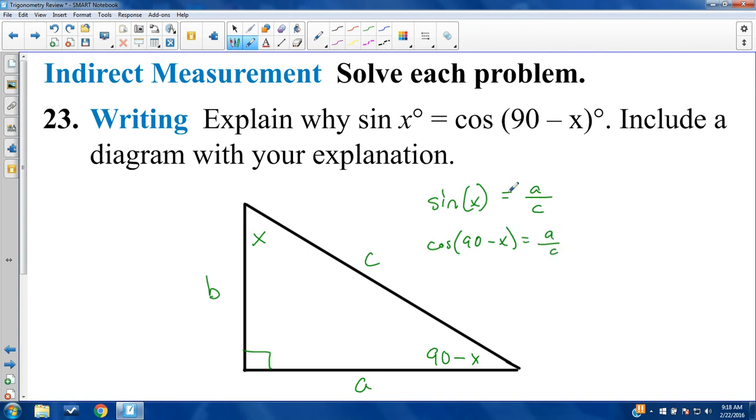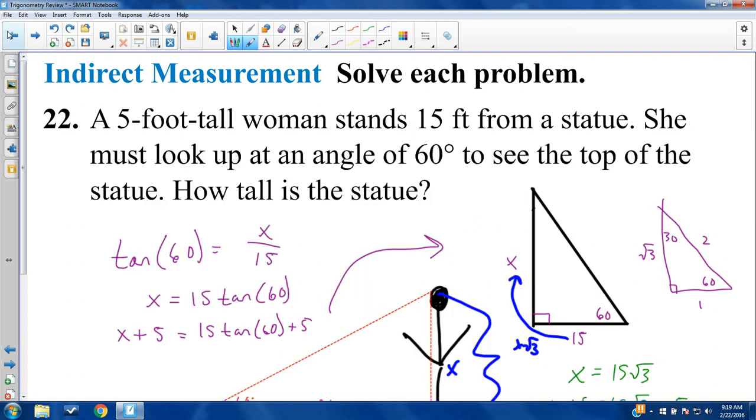The reason is because, although they are referring to different angles, these are different trig functions, which do ratios with respect to the angle itself. Sine uses opposite over hypotenuse. Now that's opposite of x, which is a, over hypotenuse, which is c. Cosine of 90 minus x uses opposite, which is a, over hypotenuse, again, which is c. So they both reference the same thing. That's really as good of an explanation as you need. You just need to say that the ratios are the same.